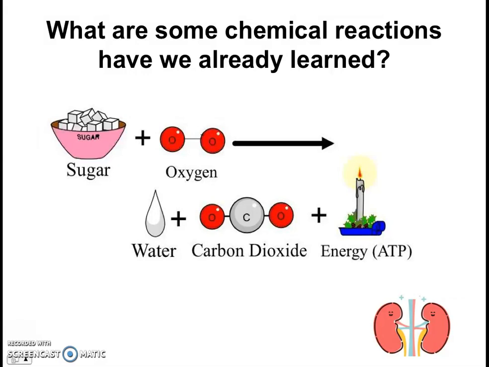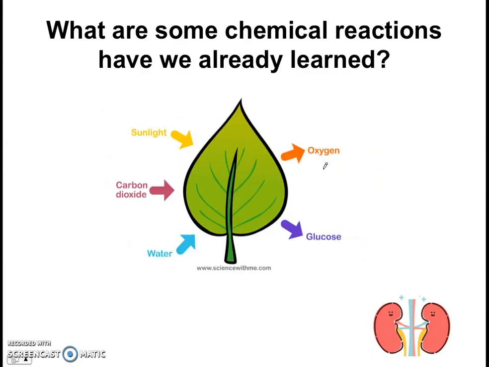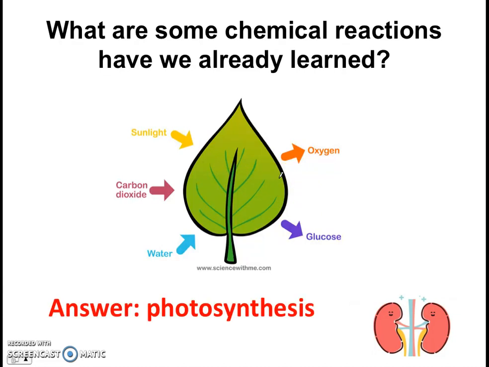So just for example, in the previous chapter, we learned about how organisms take glucose, combine it with oxygen to produce energy. And I hope you can still remember the name of this reaction. Yes, it is respiration. And of course, another example would be what happens in leaves in plants, where they take carbon dioxide and water with the energy from sunlight to produce glucose. And of course, this reaction is photosynthesis.